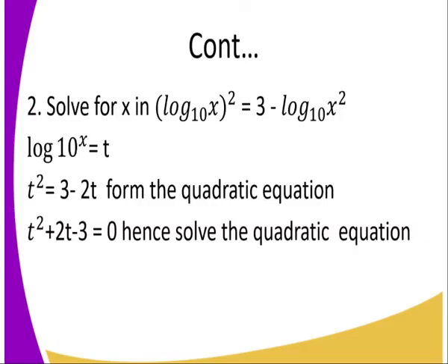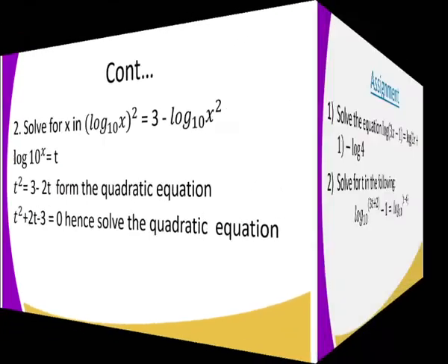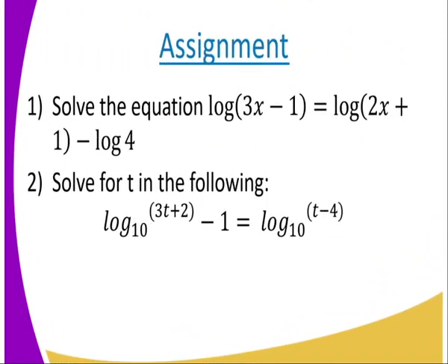You have another one there, an equation which you form a quadratic equation. t squared is equal to 3 minus 2t. Then we solve the quadratic equation. Assignment: solve the equation, that one, then solve for t in the following equation.